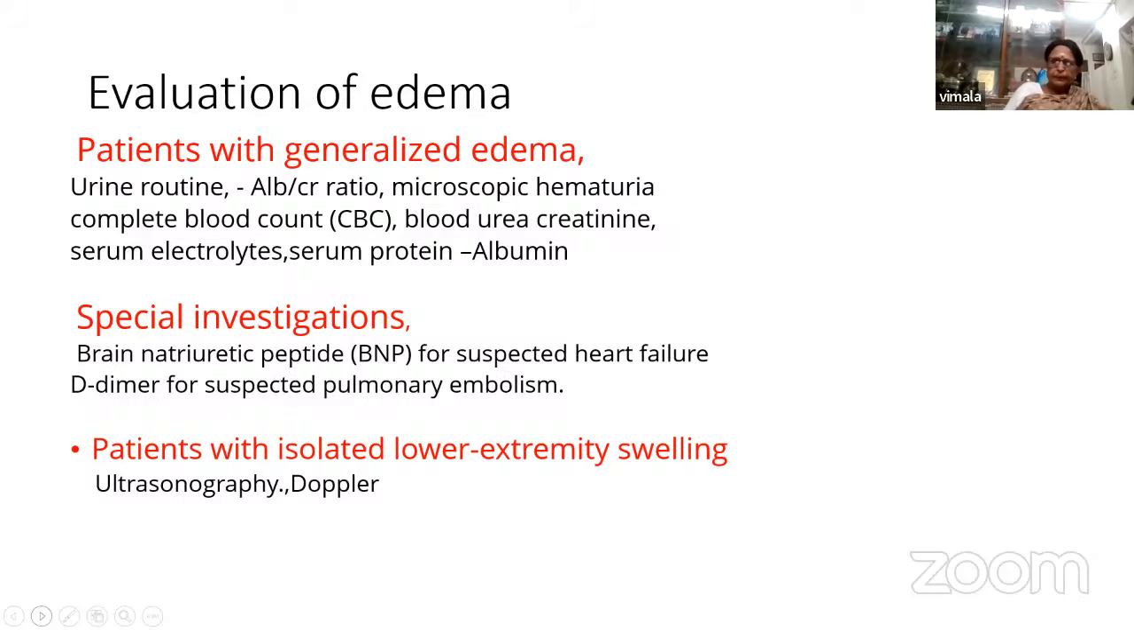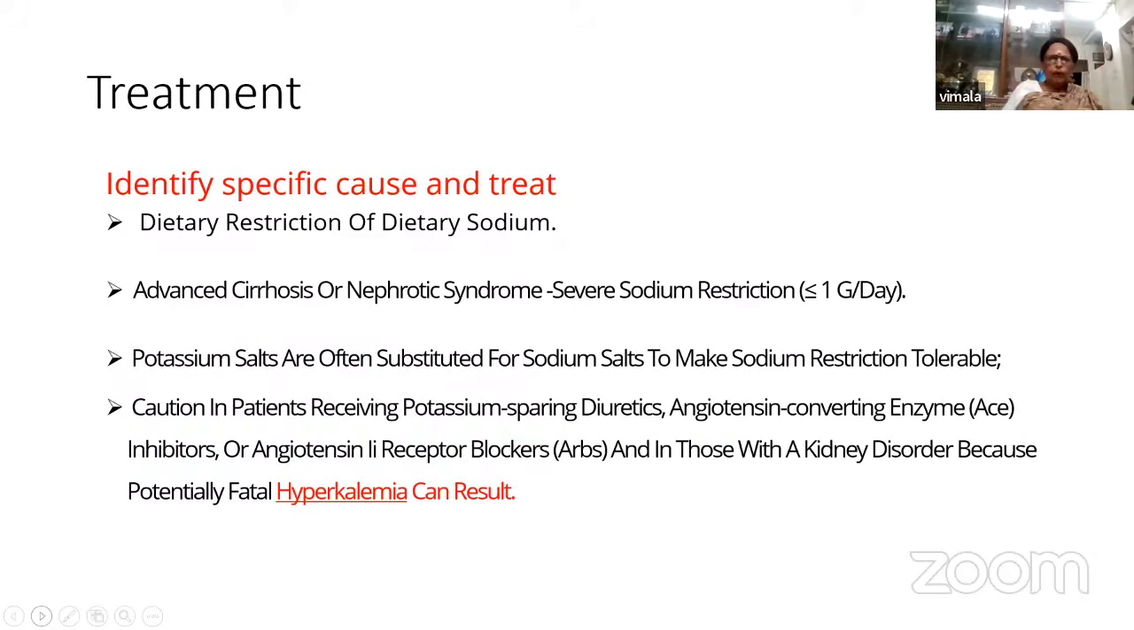The special investigation you do when you suspect a cardiac failure is NT-proBNP, brain natriuretic peptide. If you suspect pulmonary embolism, you have to do a D-dimer. Patients with isolated lower extremity swelling should undergo an ultrasonography and Doppler. So what is the treatment? In general, identify the specific cause and treat.